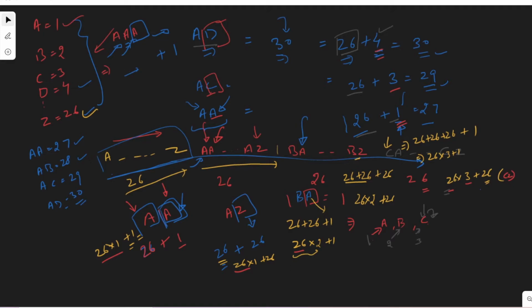So this formula that we have created for 2, we have to somehow create that formula for 3 here as well. Okay, so let's see the formula for 3, how we can come across this formula for 3.